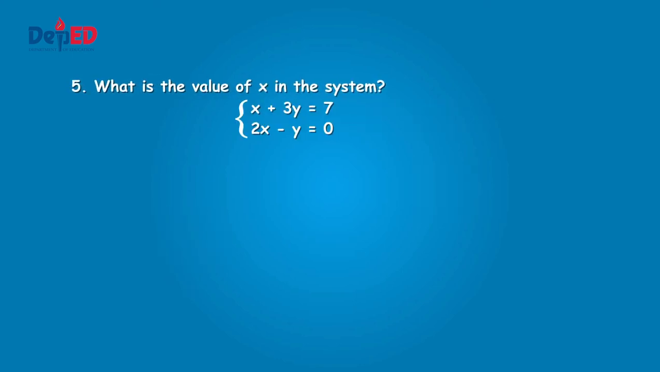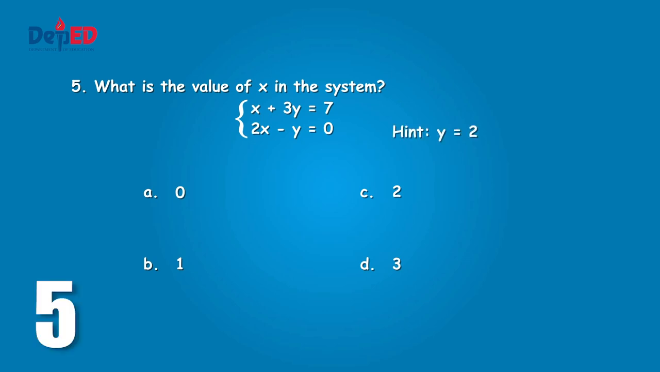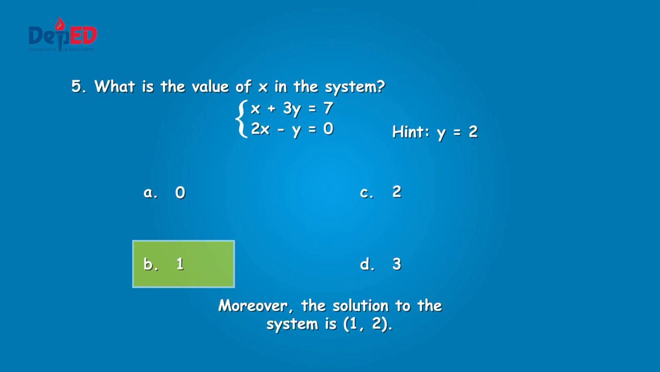Number 5. What is the value of x in the previous system? Is it A, 0, B, 1, C, 2, or D, 3? Again, we have the value of y, which is 2. To solve for x given the value of y, we just substitute y equals 2 to any of the equations since it must satisfy both. Hence, x is equal to 1. Letter B. Moreover, the solution to the system is (1, 2).